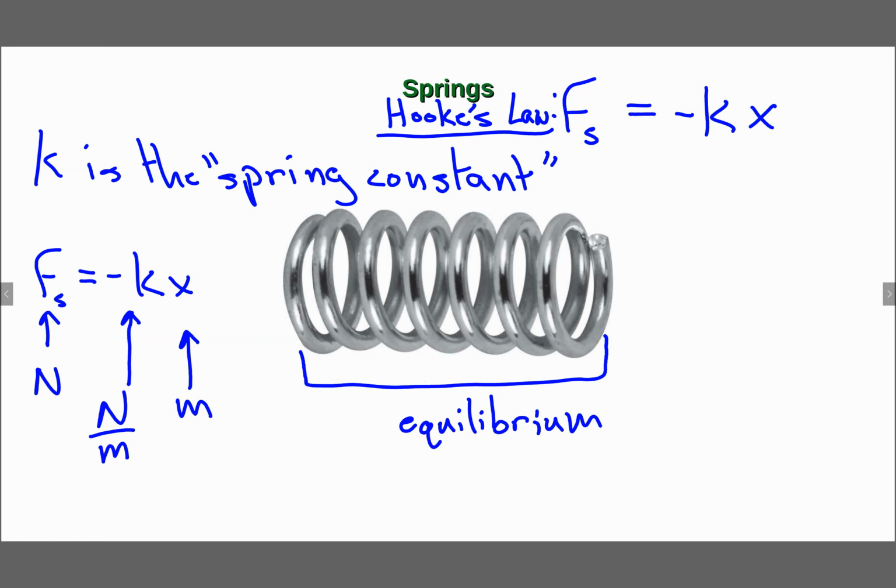And so this spring constant tells you the strength of the spring in terms of how many newtons it is going to apply per meter of compression, okay? This might be given in newtons per centimeter or newtons per millimeter, but it's always going to tell you how much force the spring applies per unit of compression or extension, okay? How much per unit of displacement from equilibrium.